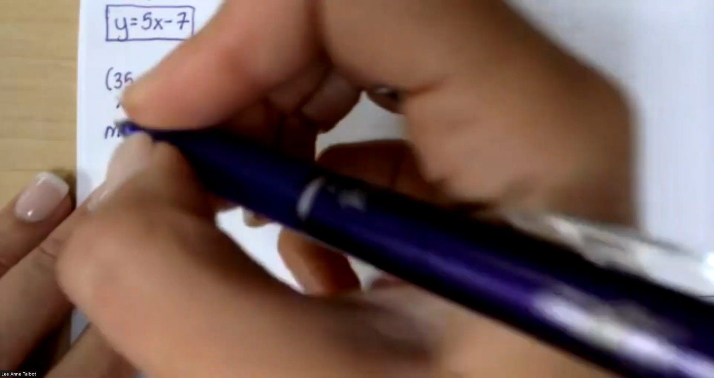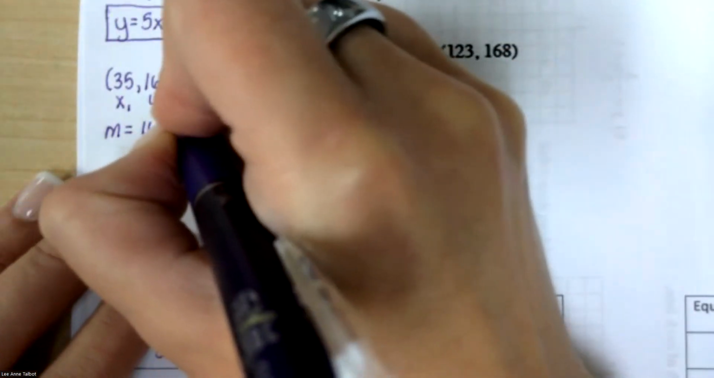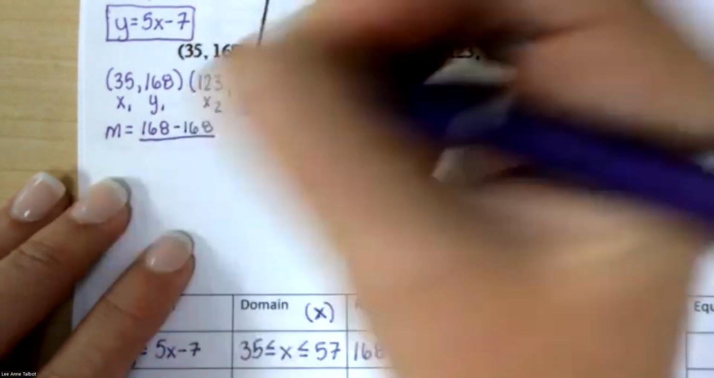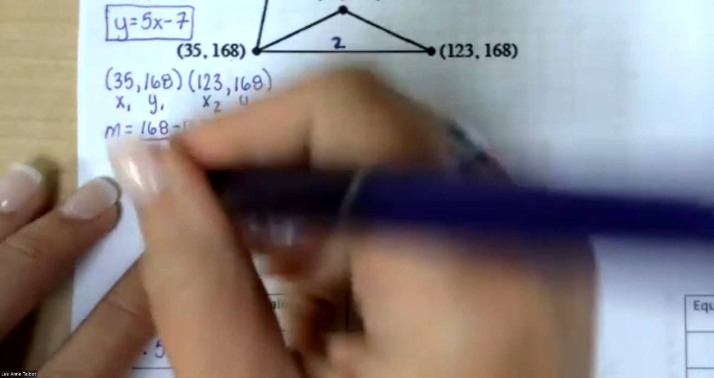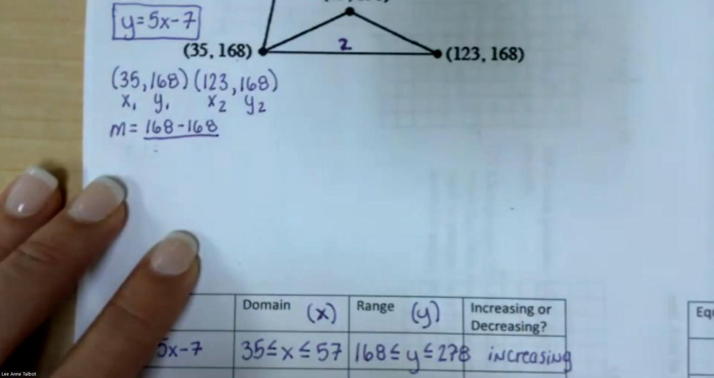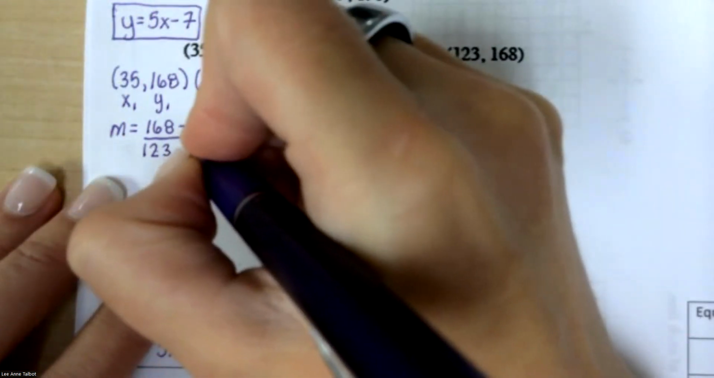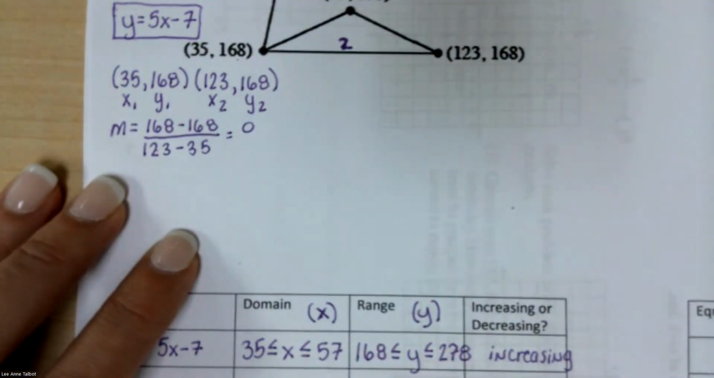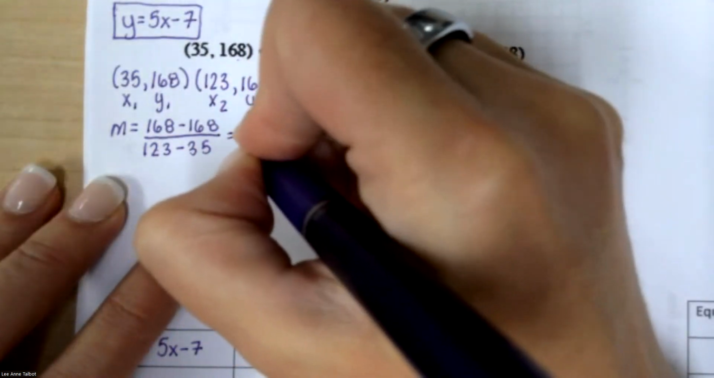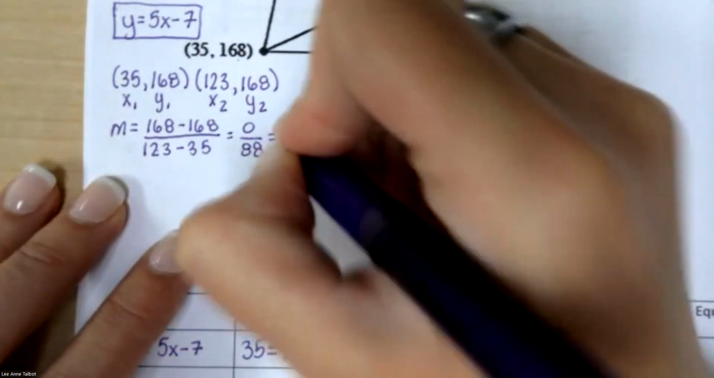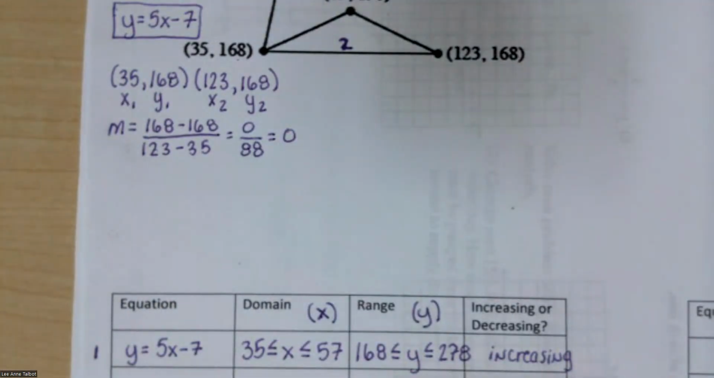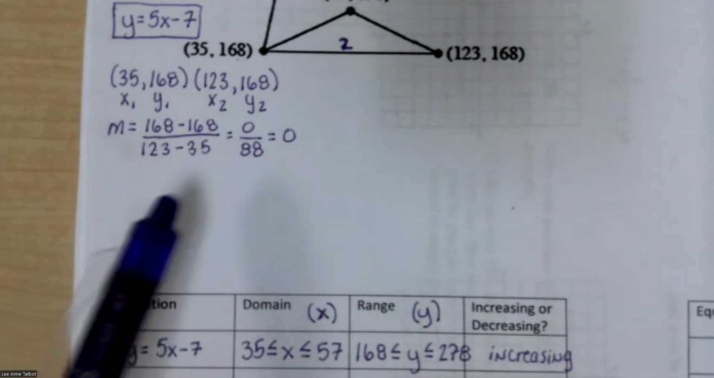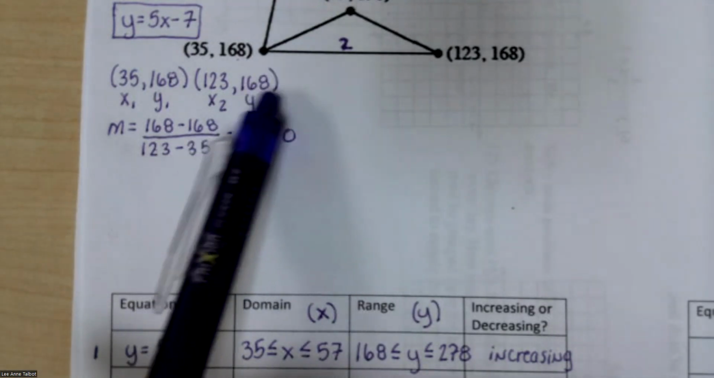M equals y2 minus y1 over x2 minus x1. Okay, now I'm going to ask Noah a question because I can rely on him for a solid answer. Did I actually need to do any of that work right there? No. Why not?